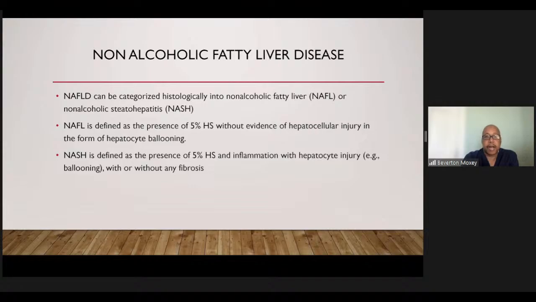So NAFLD can be categorized into non-alcoholic fatty liver or non-alcoholic steatohepatitis, abbreviated as NASH. The difference between the two really drills down to whether or not there's injury at the hepatocellular level, to the actual hepatocytes of the liver. So with NAFLD, you have the presence of steatosis, which is the fat, but you have no evidence of injury to the hepatocyte. In NASH, you have the presence of the fat and inflammation, and there's also injury, and that injury is expressed in the form of ballooning of the hepatocytes with or without signs of fibrosis.